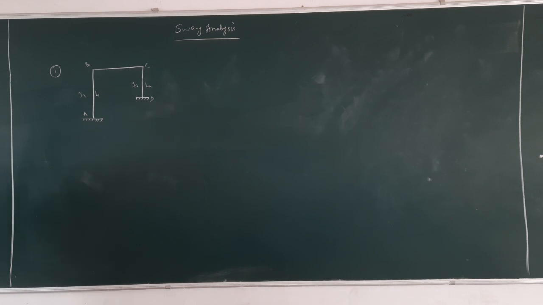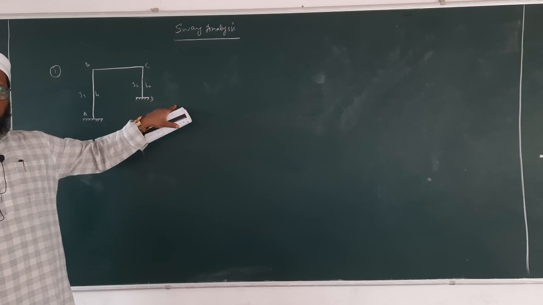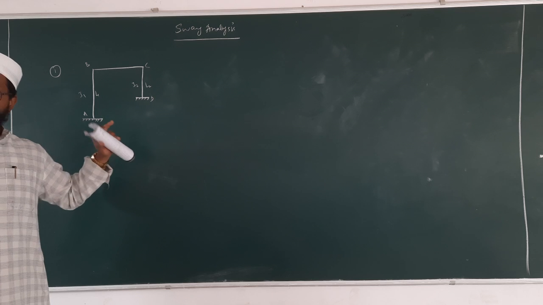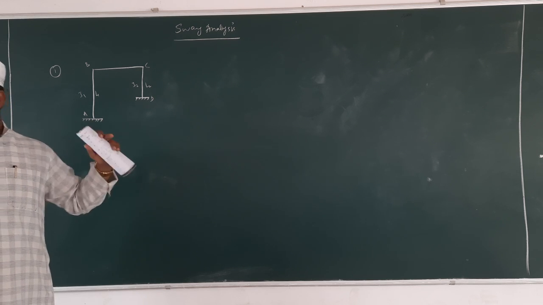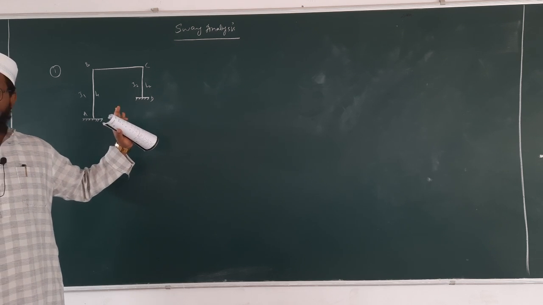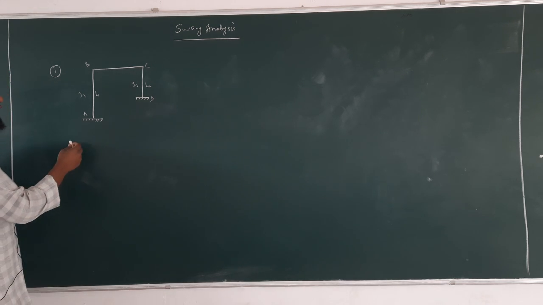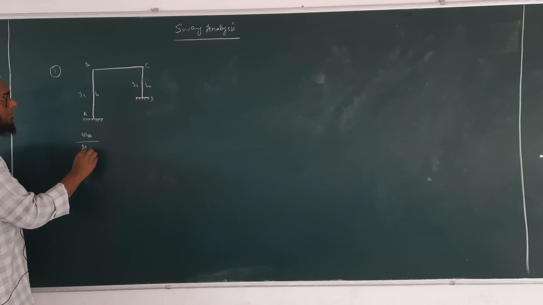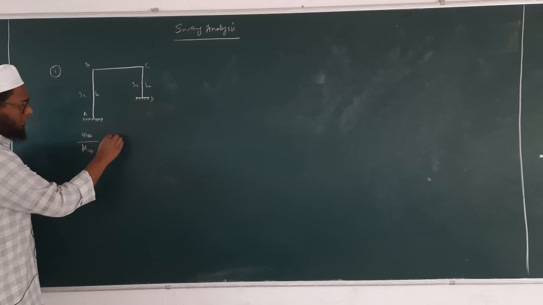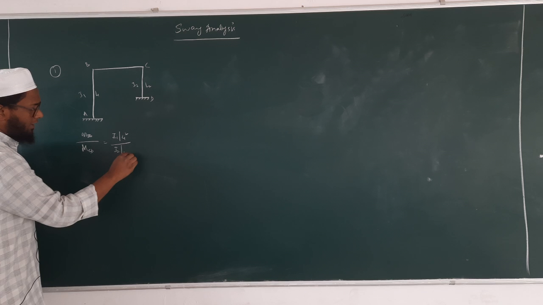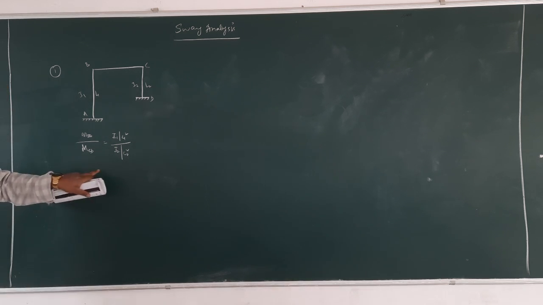Since the end conditions are at different levels, isn't it? When the end conditions are at different levels, what happens? It will be subjected to sway, isn't it? It is an unsymmetrical frame, so that is why it will get subjected to sway. So the moment ratio MBA by MCD is equal to I1 by L1 square divided by I2 by L2 square. This will be useful for us in the calculation.